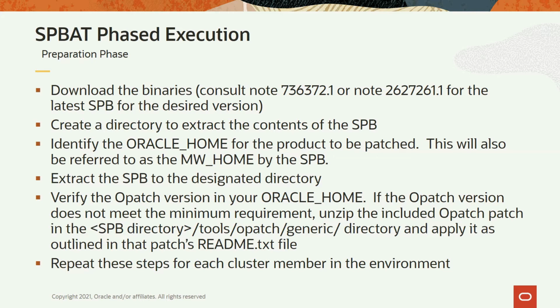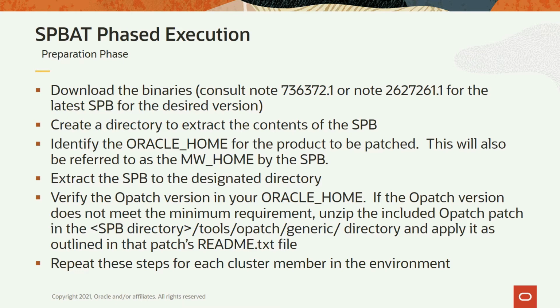Or you can use Note 262.726.1.1, which lists the current SPB. The same SPB download can be used for OAM, OIG, OID, and OUD. So if you've already downloaded for one of the other products, you can just use the copy you've downloaded if it's the current copy.